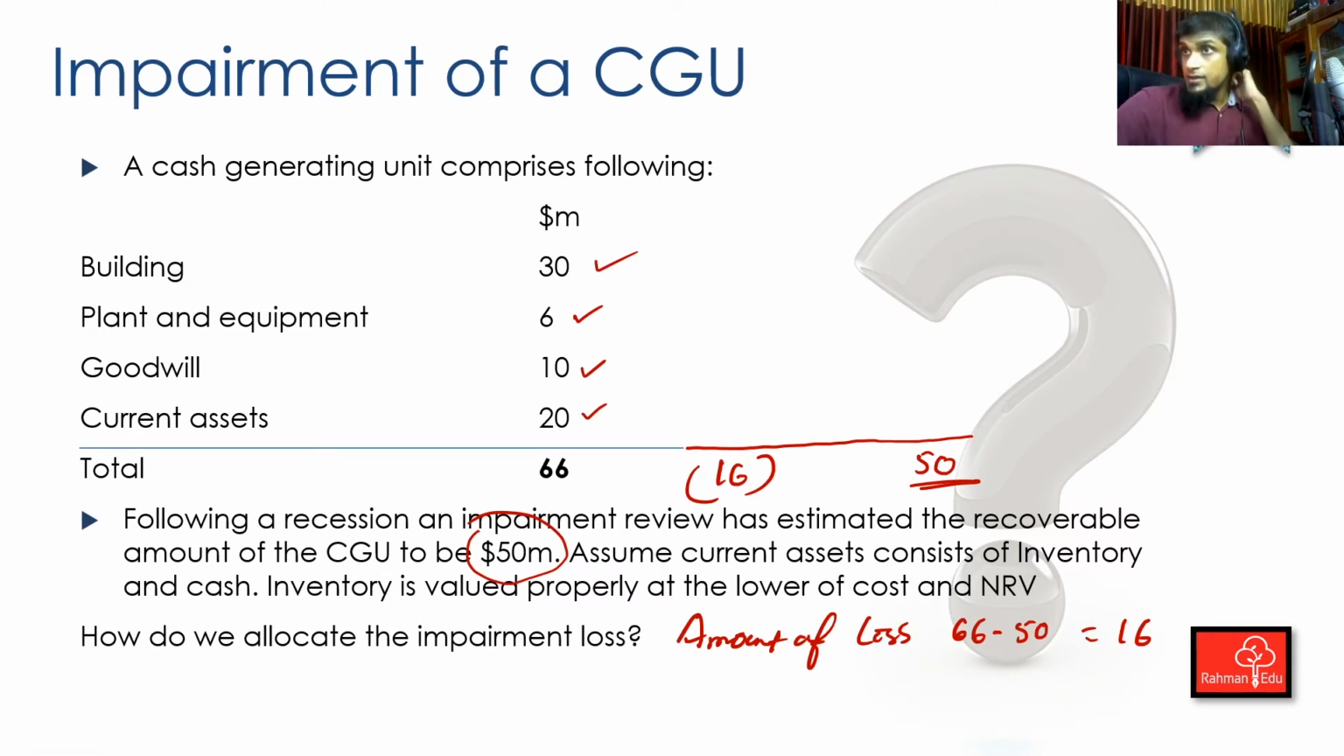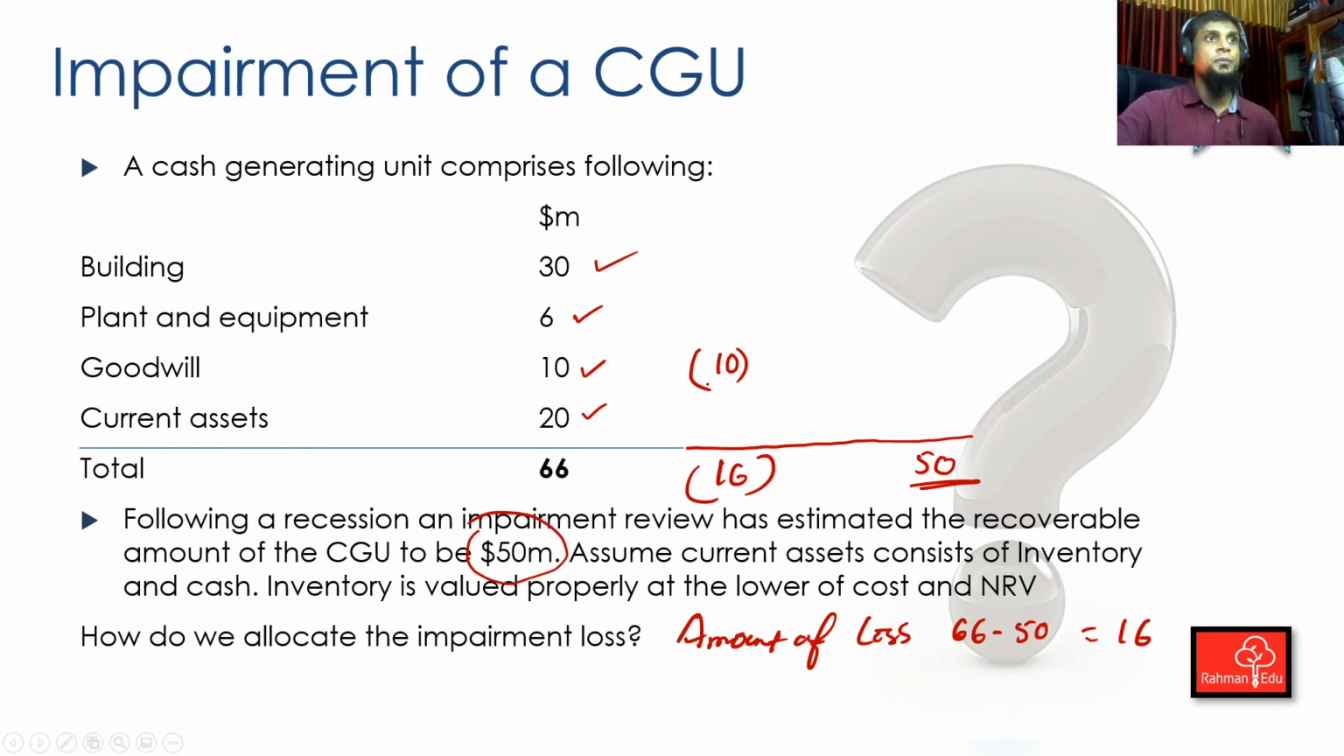Tasnim, I need to put $16 million loss to my assets. Which asset do I pick first? Goodwill. Oh, thank you very much. We do not have any obviously impaired asset, known asset with carrying value and recoverable amount both. So we go for goodwill. Thank you. That's the correct answer.